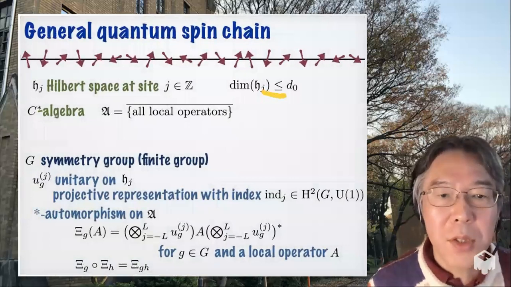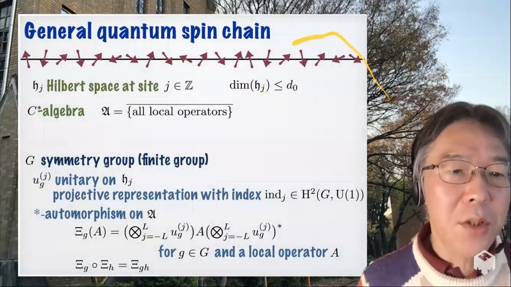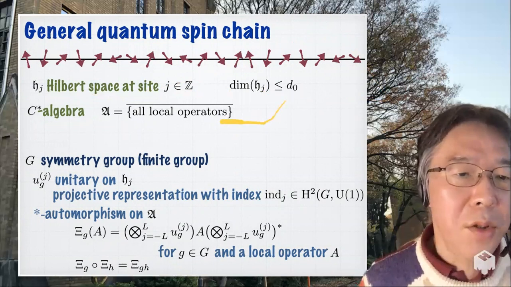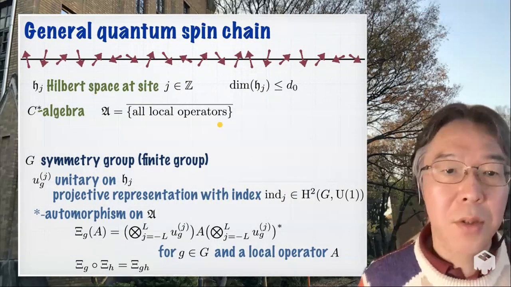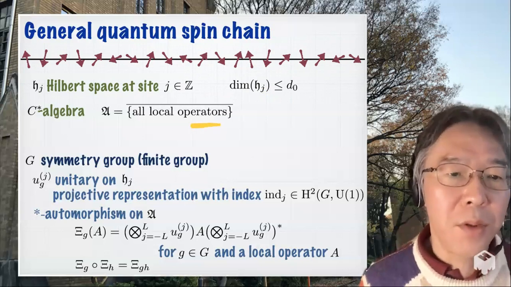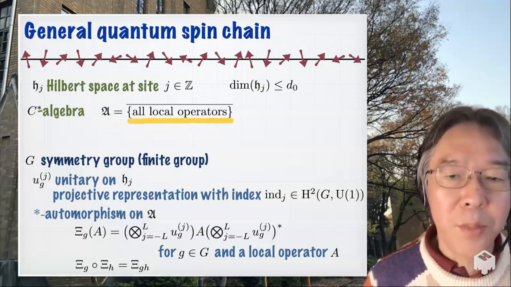OK, so let me again start from the settings. So we consider general quantum spin chains. I already said this. We have Hilbert space, and this is new. The basic object we look at is something called the C-star algebra. Probably you have heard of it. And this is called R. And it's basically the set of all local operators.